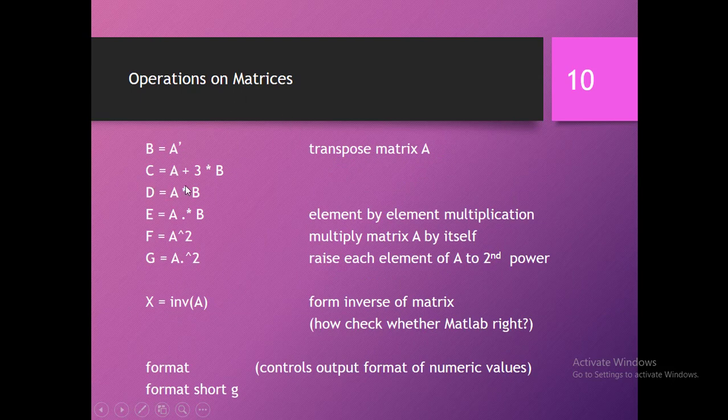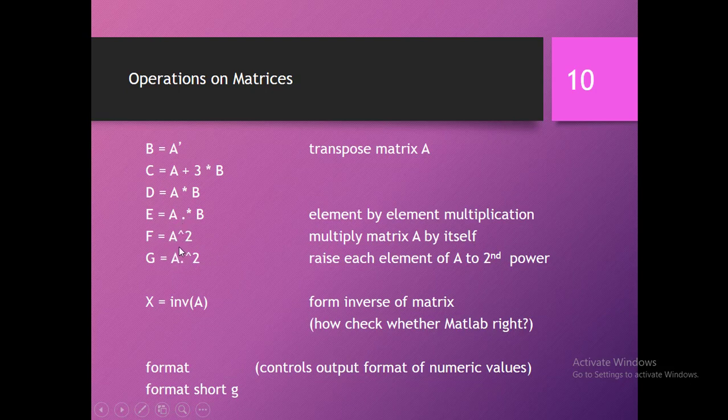We can do operations on matrices like transpose. So B equal A transpose. So this apostrophe means a transpose. We can add matrices. We can multiply two matrices by each other. We can multiply two matrices element by element. So we do here element by element multiplication by adding dot times.